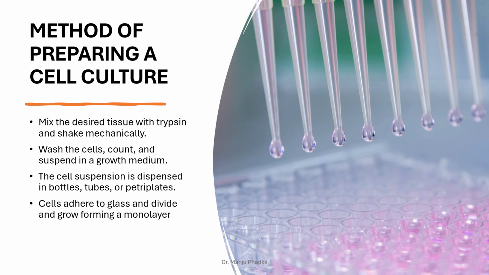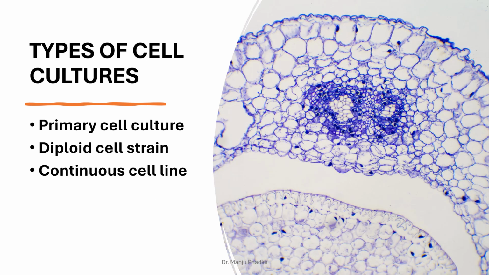The cell suspension can then be dispensed in bottles, test tubes or Petri plates. The cells will adhere to the glass and they will divide, forming a monolayer. What are the different types of cell cultures? You have three different types of cell cultures. You have the primary cell culture. These are normal cells that are freshly taken from the body and they are cultured. They are capable of limited growth and they cannot be maintained in serial culture.